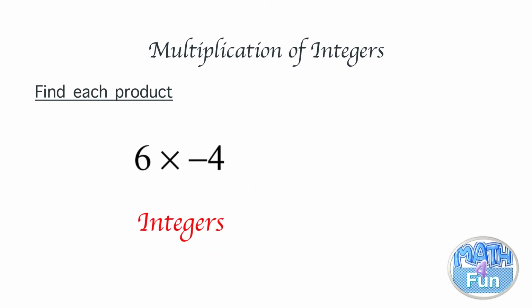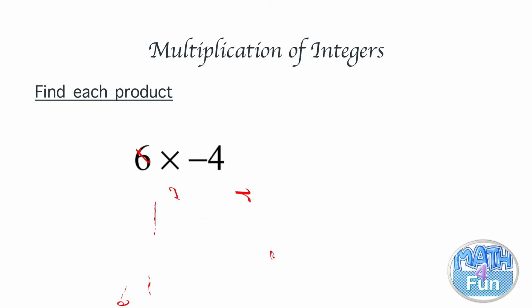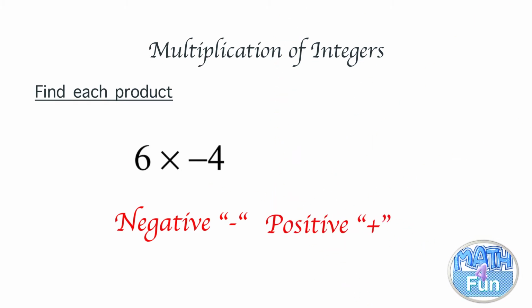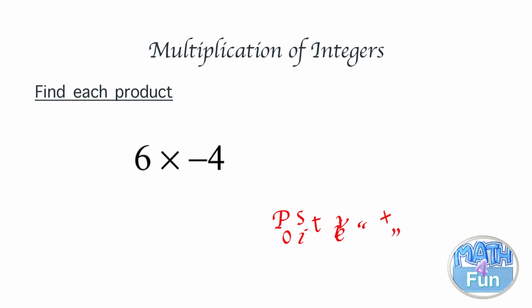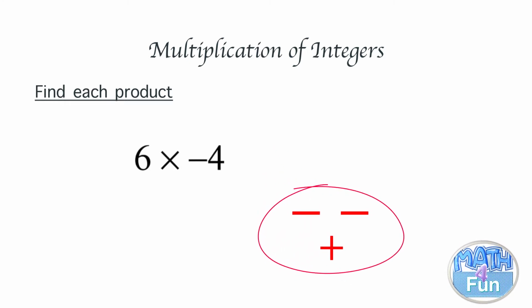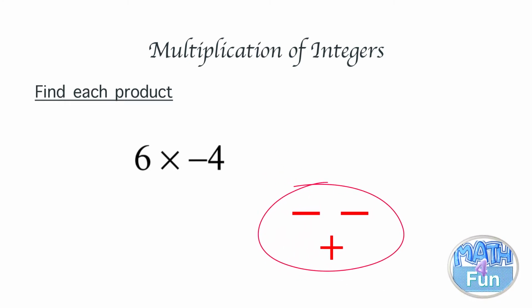I'm going to show you how to multiply integers. Now, to multiply integers, sometimes we have negative signs and sometimes we have positive signs. To do that and to get the correct answer, you need to follow the steps I'm telling you. I'm going to use something funny here, which is the funny face, which consists of two negative signs and one positive sign, like the one that I'm showing you here now.